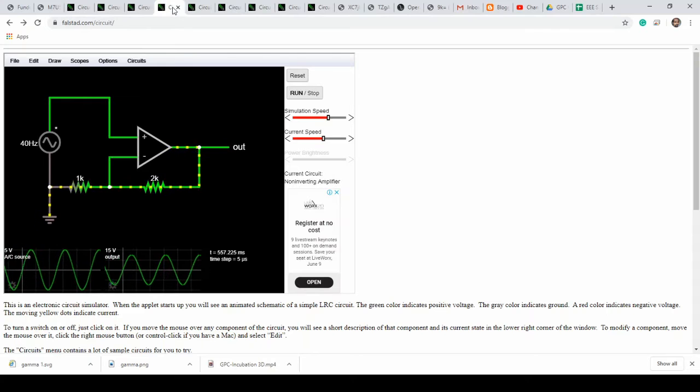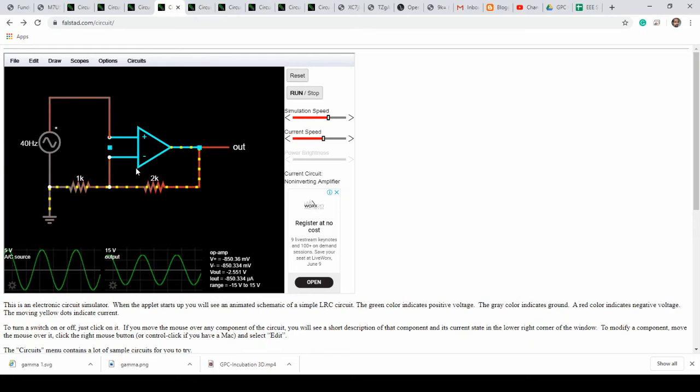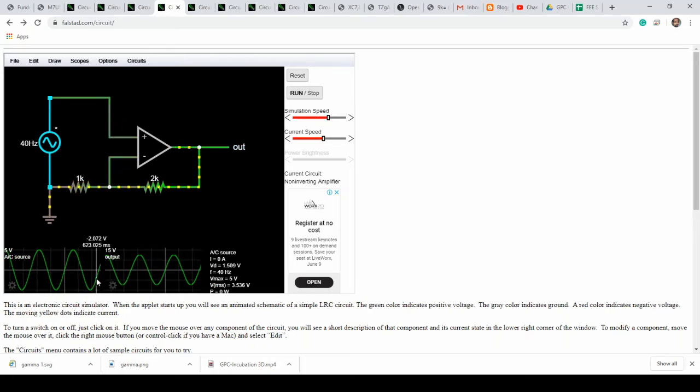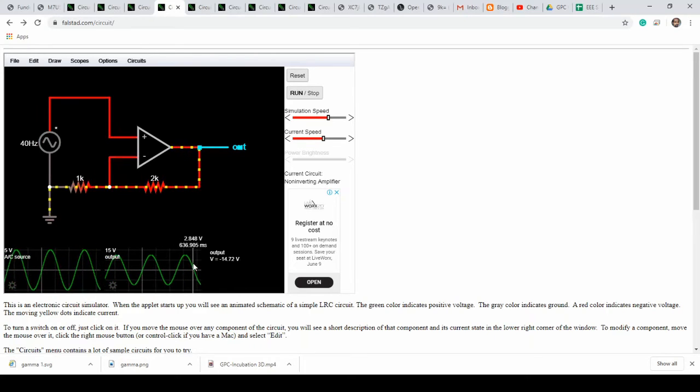Now let's look at it for a non-inverting input. In other words, when I have this configured this way, my output follows the input, but it also does the amplification. When it's high, it's high. When it's low, it's low. And it does have a non-inverted amplification.